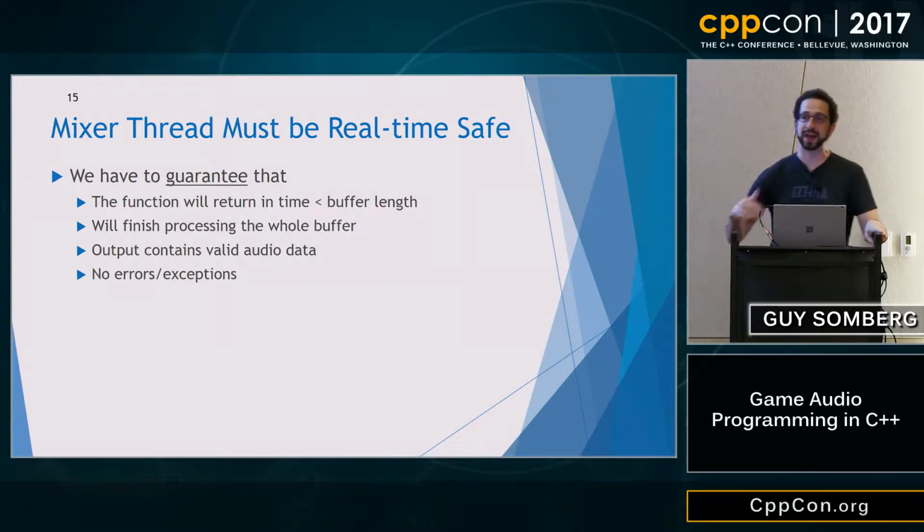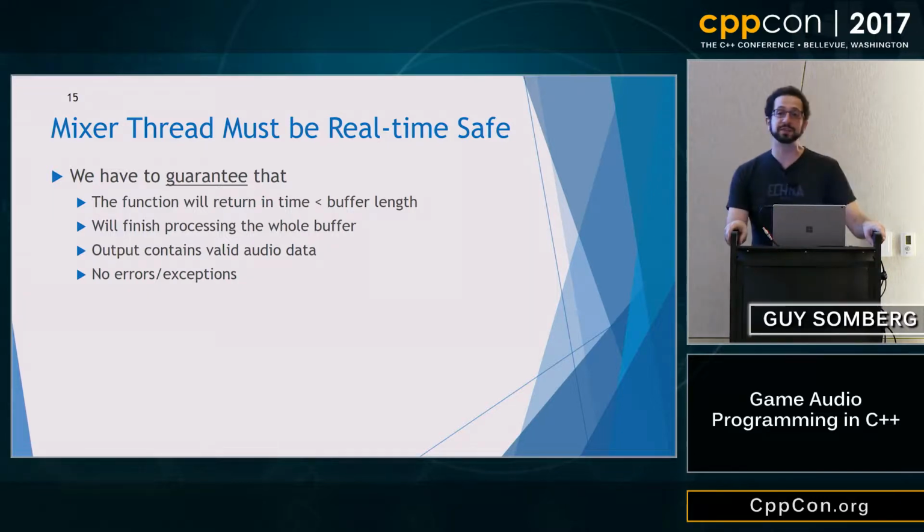In order to provide this callback with its buffers and have no errors, we have to provide a number of guarantees. First, the function must return in some time less than the length of the buffer that it's trying to fill. So if I have a 512 sample buffer at 48,000 hertz, that gives me 10.6 milliseconds to fill that buffer. That's less than the length of a 60 frames per second frame. And 512 samples is luxurious. A lot of times you'll have 128 or even fewer. So you have single-digit milliseconds to fill this buffer.